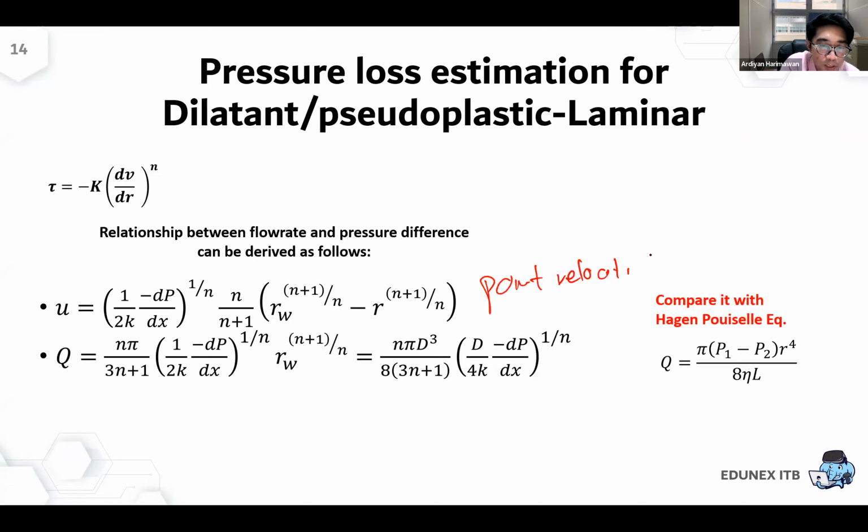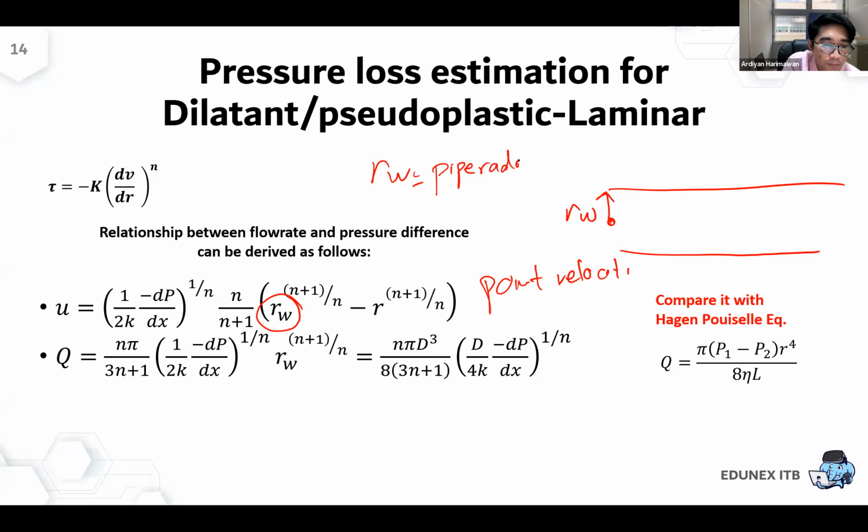For point velocity, it means if you have a pipe, this is RW, where RW is the pipe radius. So if you want to know the velocity at a certain point, maybe at this point, R will be less than RW. So you can use this equation, U or velocity equals blah blah blah. This is the formula if you want to measure the velocity at a certain point. At R equals RW, the velocity will be 0, of course, exactly at the pipe wall.